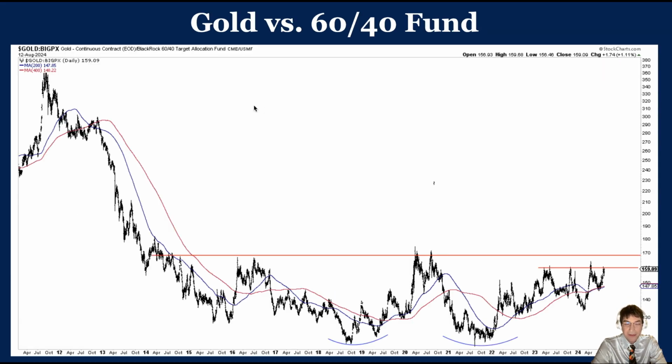Okay, last thing. This is gold against another 60-40 fund. This is a BlackRock fund. So this looks even better than gold against my 60-40 calculation. I don't know if this fund is a little bit off, or if their total return is not as good. I don't know why it looks a little different. But I trust mine more because this one actually looks more bullish than mine. So we'll go with mine.